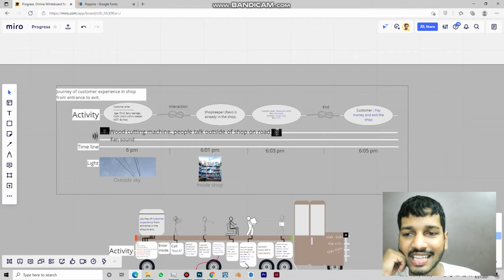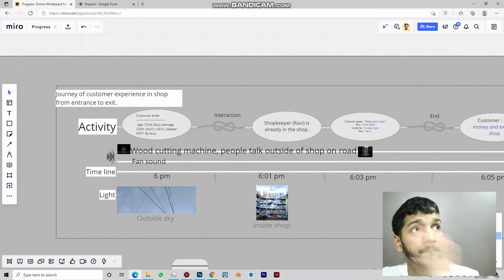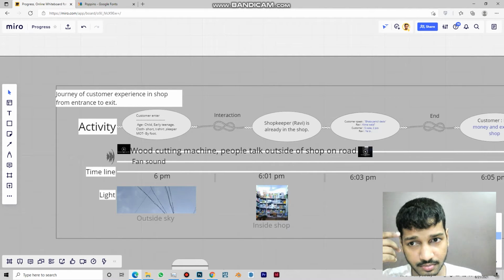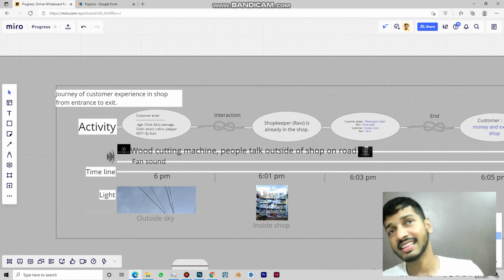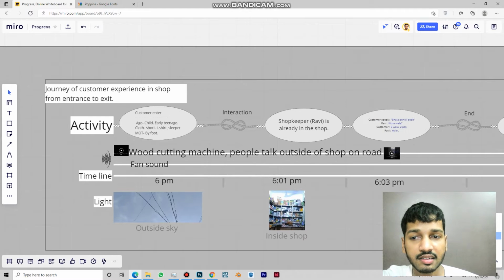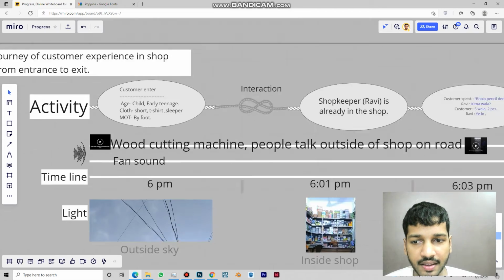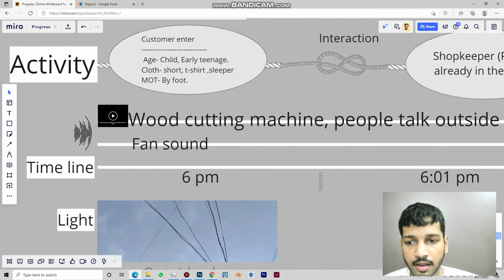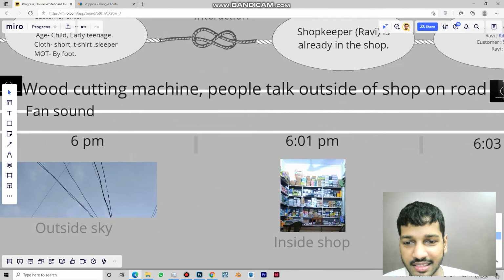The topic that I selected was the journey of the customer experience in the shop from entrance to exit. I am keeping all of the data in an objective manner. I'm not saying the customer is experiencing good or bad. I'm just telling what happened on the basis of the senses. So this is the timeline: the activity, what is happening, the sound timeline, the time timeline, and the light inside and outside.